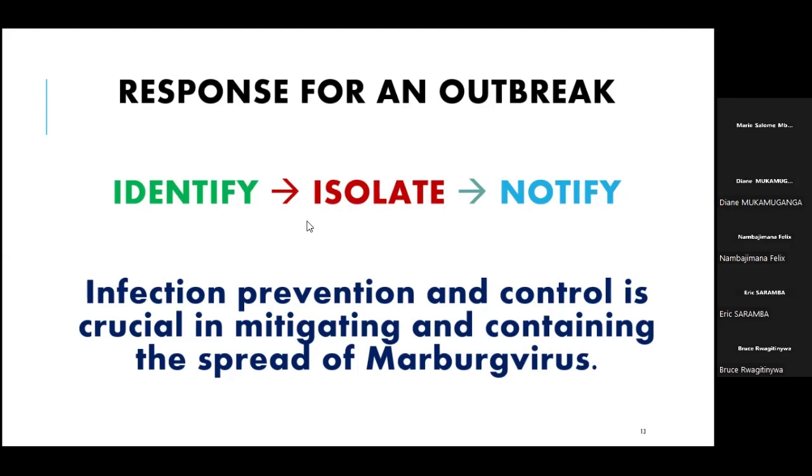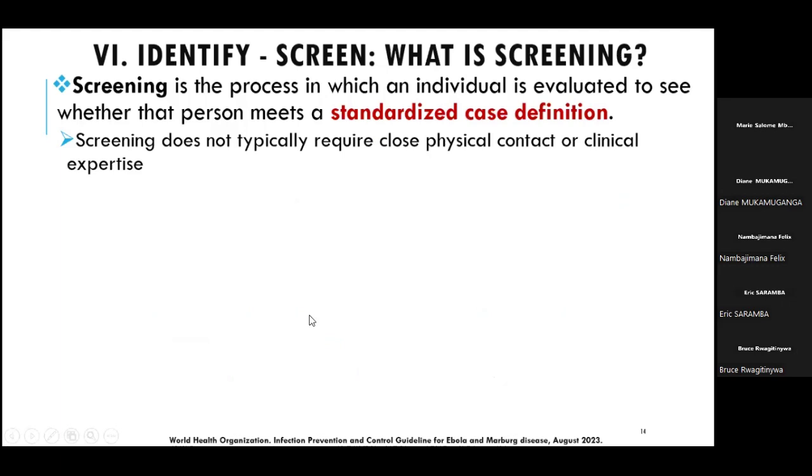The other thing which is key, or a pillar of controlling the transmission in addition to screening, is infection prevention and control measures that we have to apply appropriately. We are going to see which one.